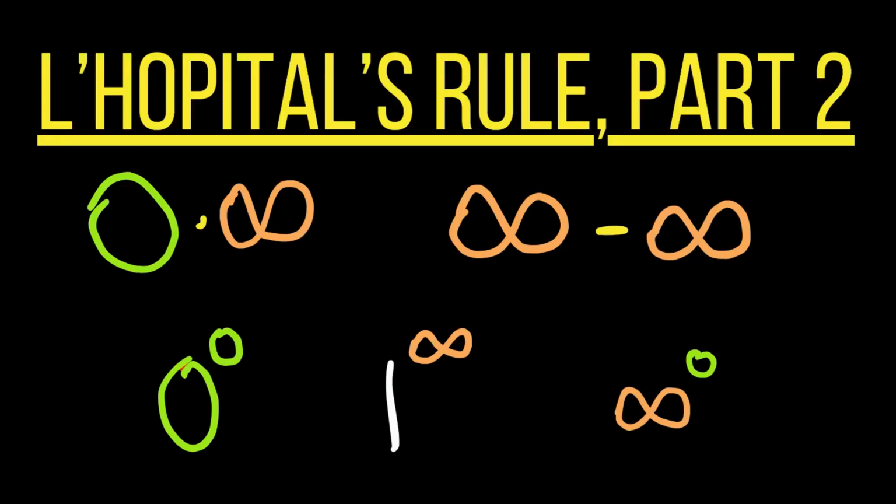So that's it for L'Hopital's rule part 2, where we looked at these 5 other types of indeterminate forms.